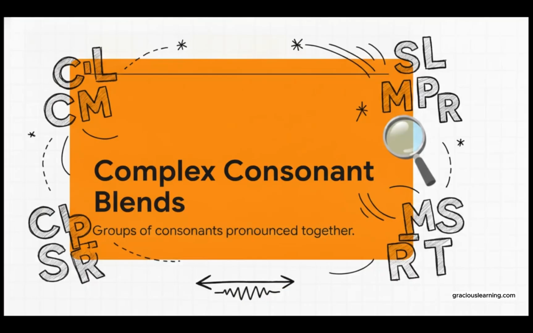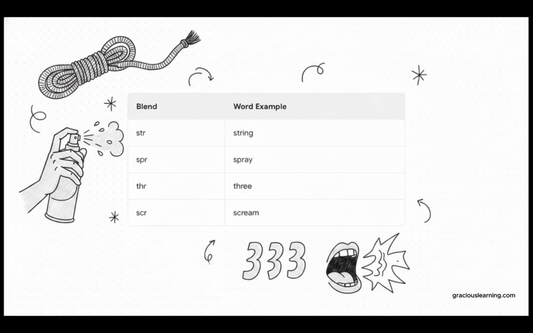Okay, so a complex consonant blend is really just a group of consonants that are pronounced together, right next to each other in a word. The absolutely crucial point here is that they don't create a brand new sound. Instead, you can still hear the distinct sound of every single letter in the team. They just say their sounds really, really quickly together. They're basically the ultimate cooperative team of the alphabet. Let's look at a few examples and notice how you can hear every single letter.